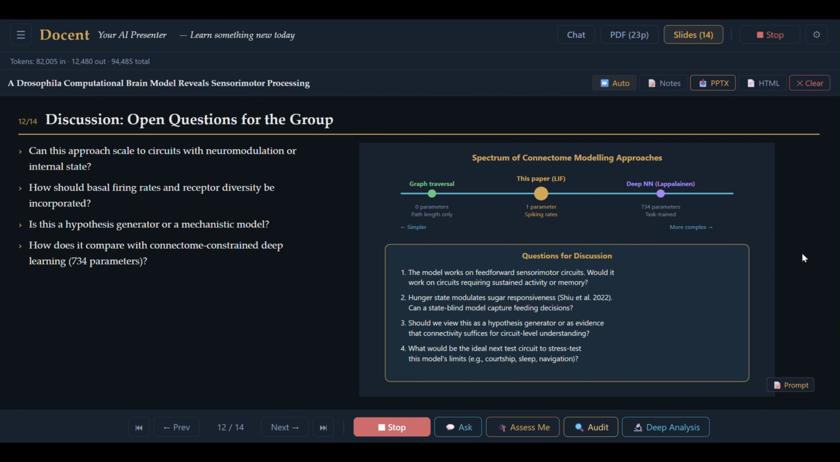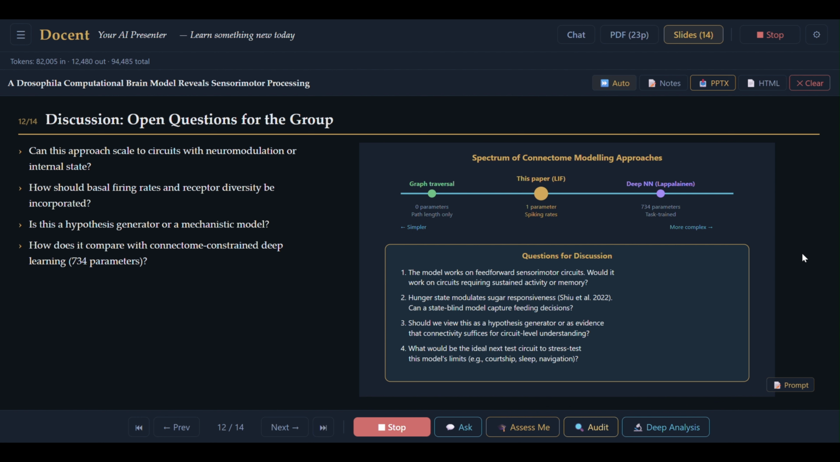Let's wrap up with some open questions for the group. First, consider where this model sits on the spectrum of connectome modeling approaches. Graph traversal models use 0 parameters but only measure path length. This LIF model uses 1 parameter and produces spiking rates. Connectome-constrained deep networks, like Lappalainen et al., use 734 parameters but require task training. Each makes different trade-offs between biological plausibility, interpretability, and predictive power.